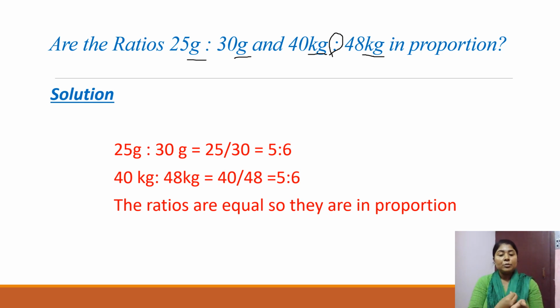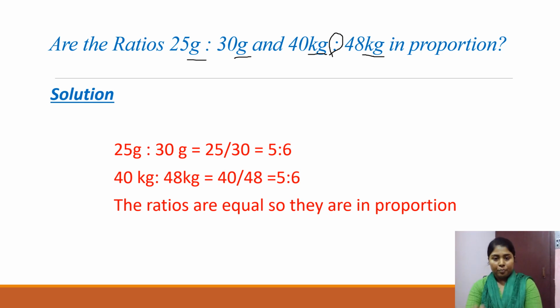So what we are going to do is, see, 25 grams is to 30 grams. How can we do the ratio problems? What we usually do is 25 divided by 30, and then we do the basic arithmetic operation. After cancellation we got 5 is to 6. For 40 kg is to 48 kg, after cancellation, similarly we also got 5 is to 6.